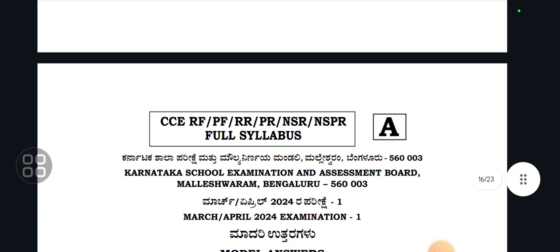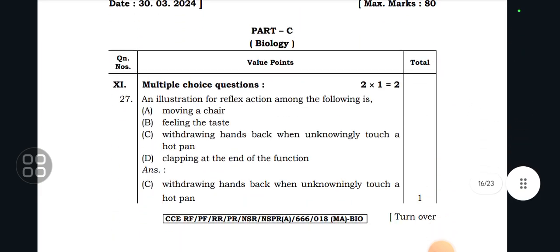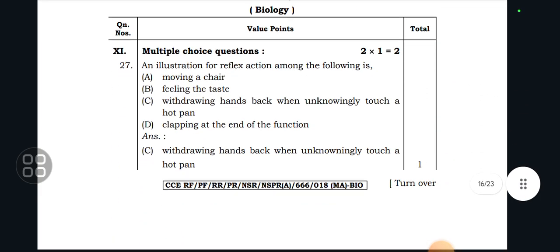The next section is biology of the paper. These are some MCQs. In biology they ask 2 MCQs, in physics they ask 3 MCQs, and in chemistry they ask 3 MCQs. Totally 8 MCQs will be asked from the different sections of the textbook.